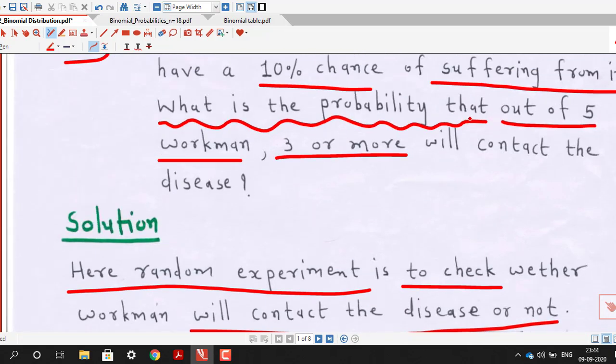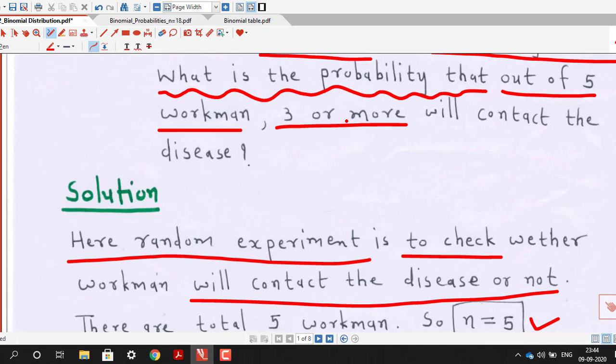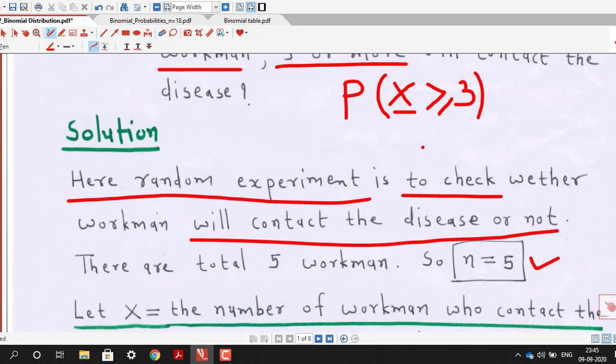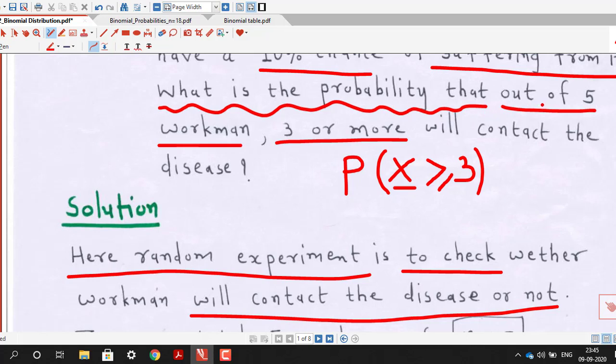We are asked to find the probability that out of 5 workmen, 3 or more will contract the disease, and capital X denotes the number of workmen who will contract the disease. So we are asked to find the probability that capital X is greater than or equal to 3. Here 3 or more means capital X is greater than or equal to 3.